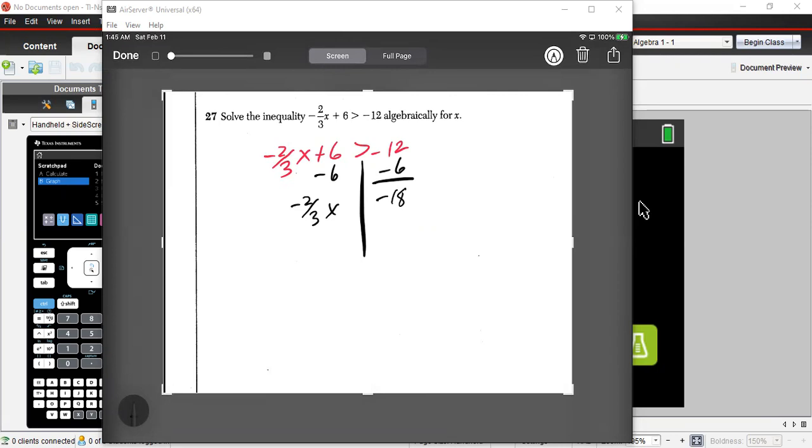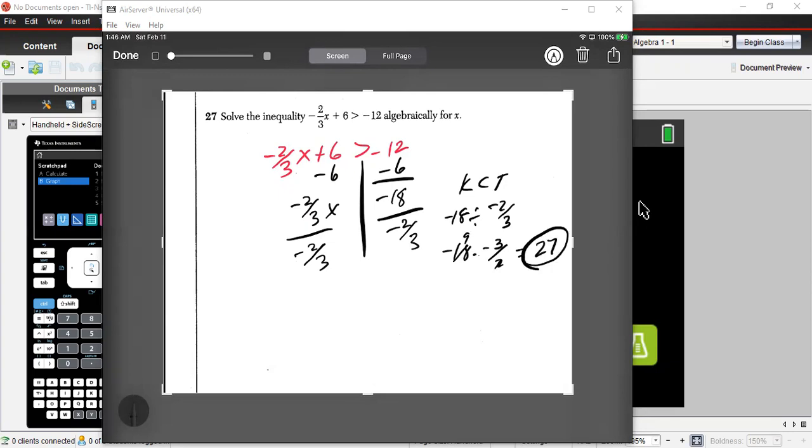And then in order to get rid of this, I can either multiply by a negative 3/2, or I can divide both sides by a negative 2/3, which is basically doing the same thing. Remember, when you divide by a fraction, it's keep, change, flip. So it's negative 18 divided by negative 2/3, so that's negative 18 times negative 3/2. This is going to be negative 9, and negative 9 times negative 3 is going to be a positive 27. So I have 1x is something 27.